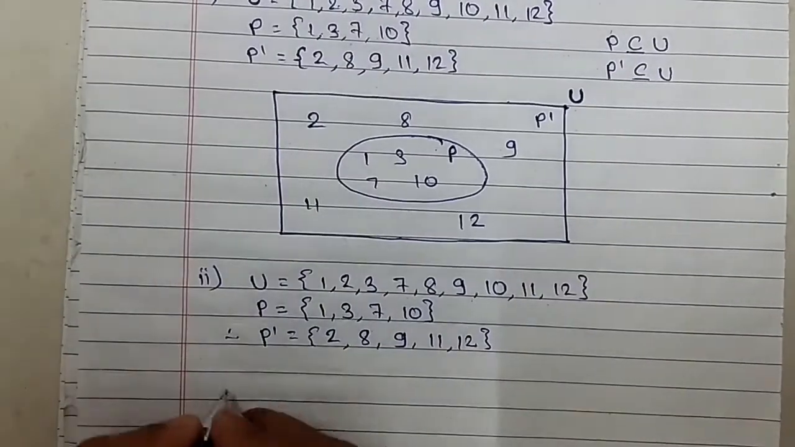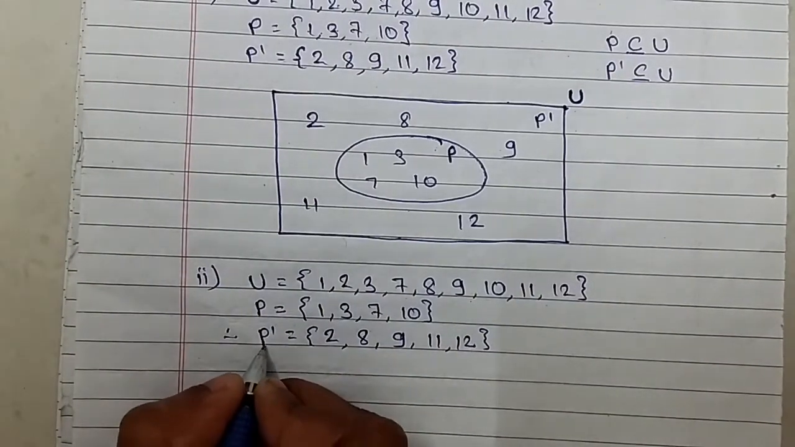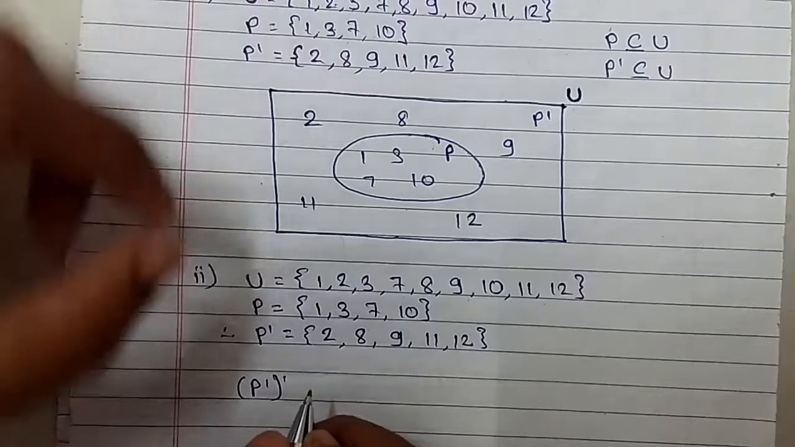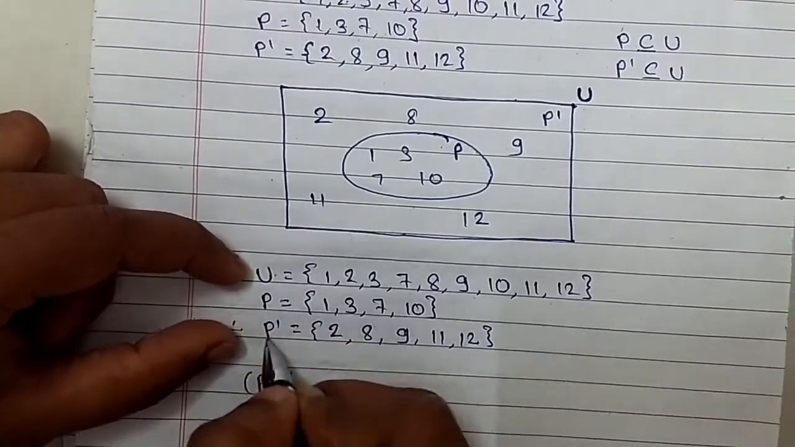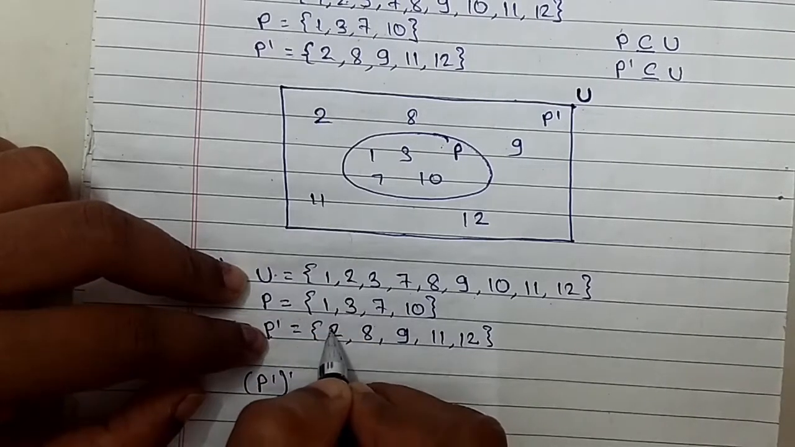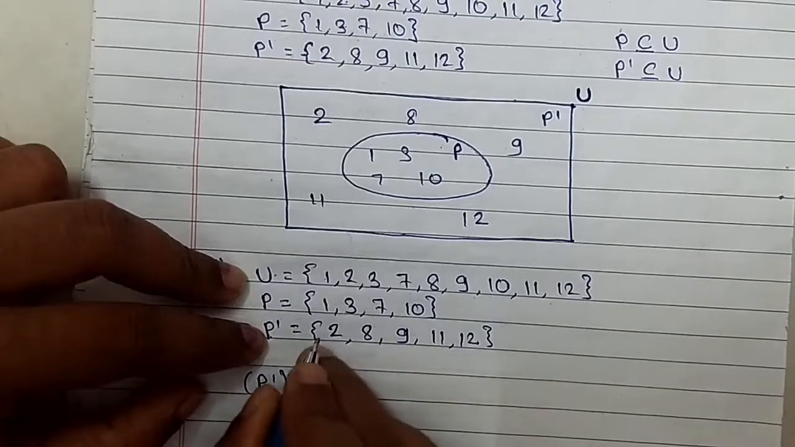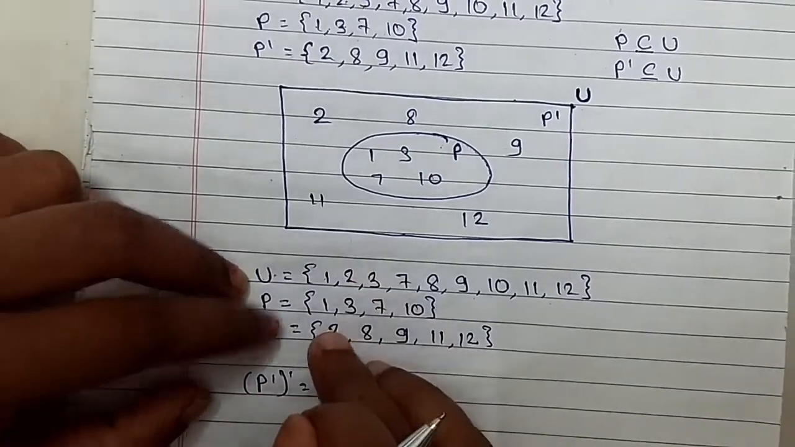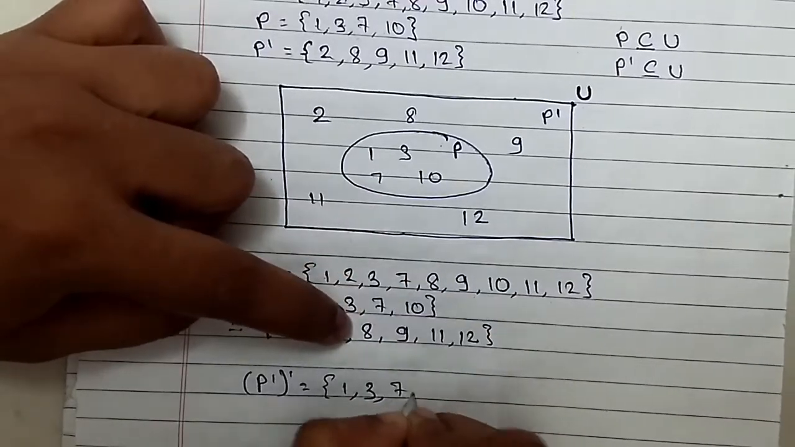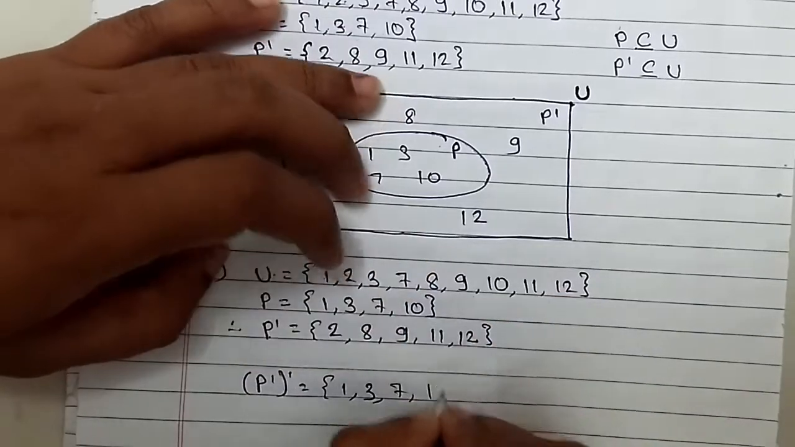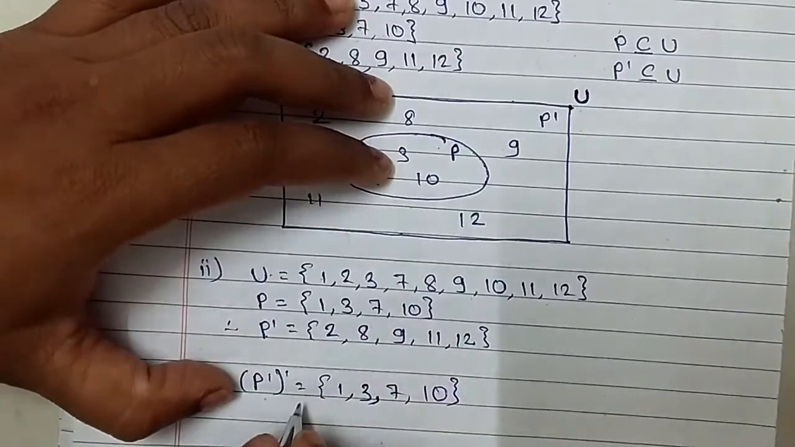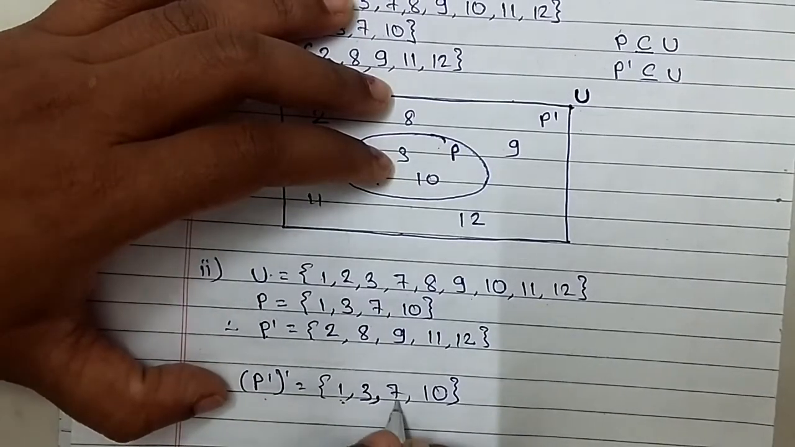Next, when we calculate the complement of P dash, that is P dash dash, we compare these two sets, U and P dash. Is 1 present in P dash? No, so write down 1. 2 is present. 3 is present in P dash? No, so write down 3. 7 is not present, so write it. 8 is present. 9 is present. 10 is not present. 11 and 12 are present. So therefore what is P dash dash? That is 1, 3, 7, 10.